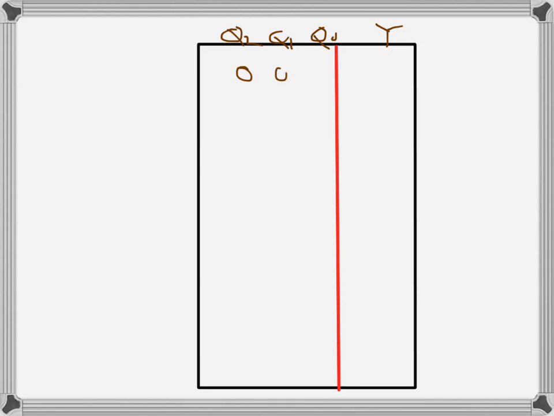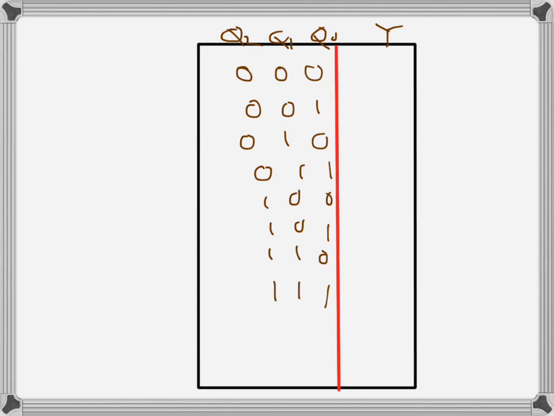So 0, 0, 0, 0, 0, 1, 0, 1, 0. Actually, we don't need an output. I'm just showing the counting. So 0, 1, 1, 1, 0, 0, 1, 0, 1, 1, 1, 0, 1, 1, 1. So this is how it should go, a 3-bit binary up counter.